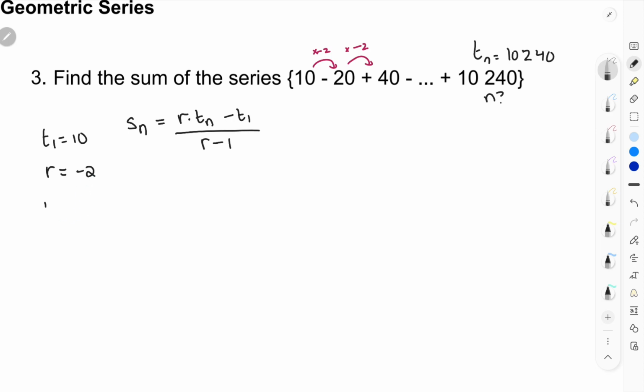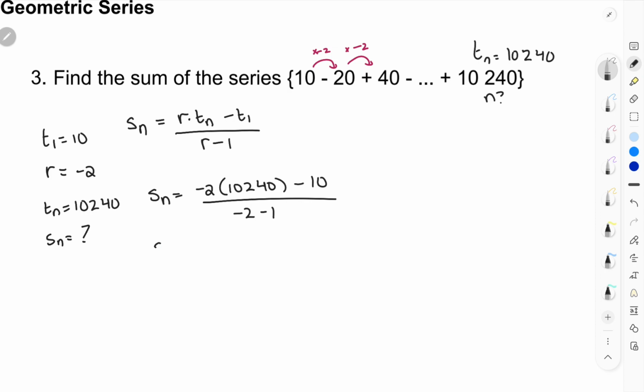I don't care about n, but I know the last term, Tn. And so I'm finding the sum of the whole series. So I'm going to continue to just write Sn because I don't know how many terms I'm adding up, which feels like a weird thing. But if it works, it works. So -2 times that last term minus that first term divided by -2 minus 1, keeping an eye on your signs here.